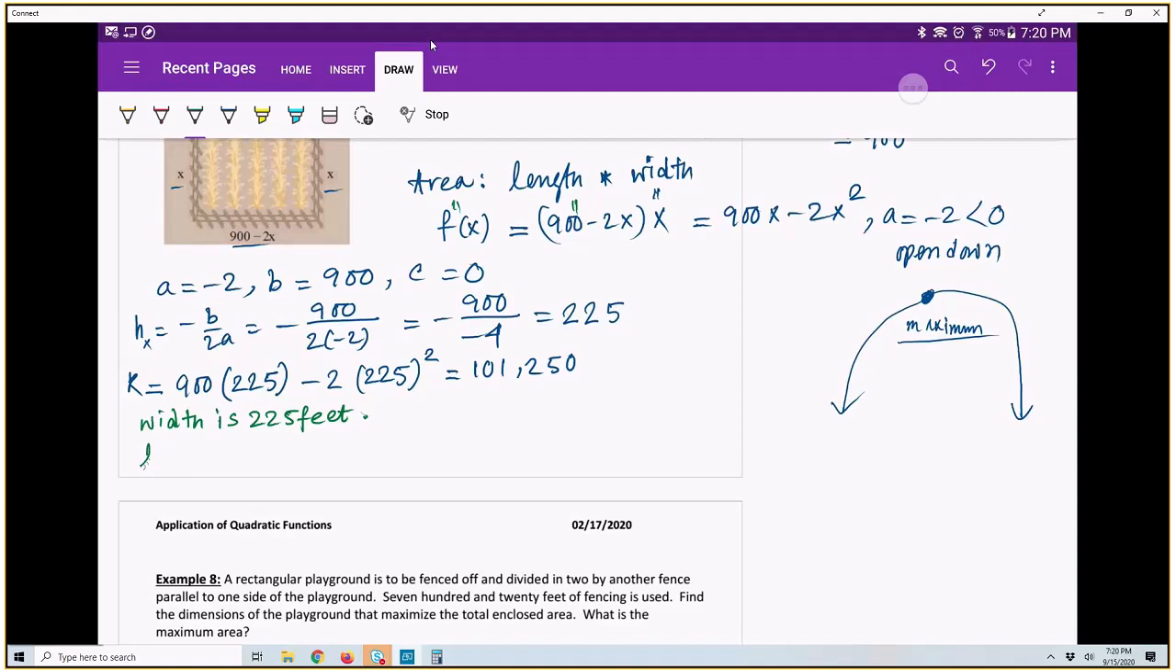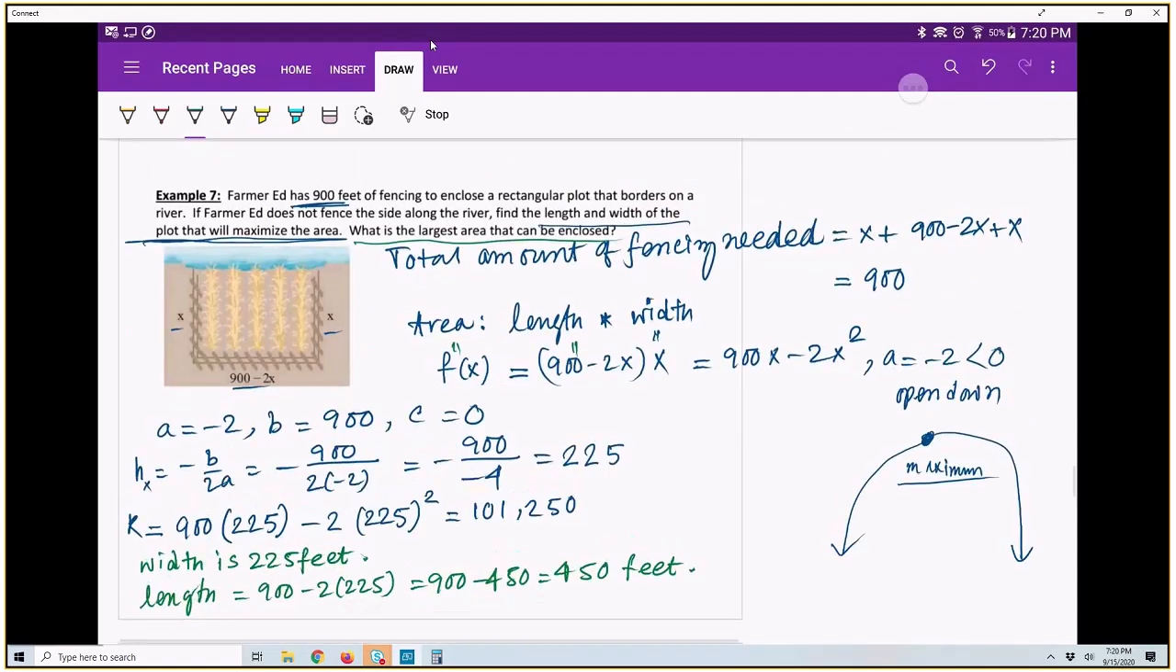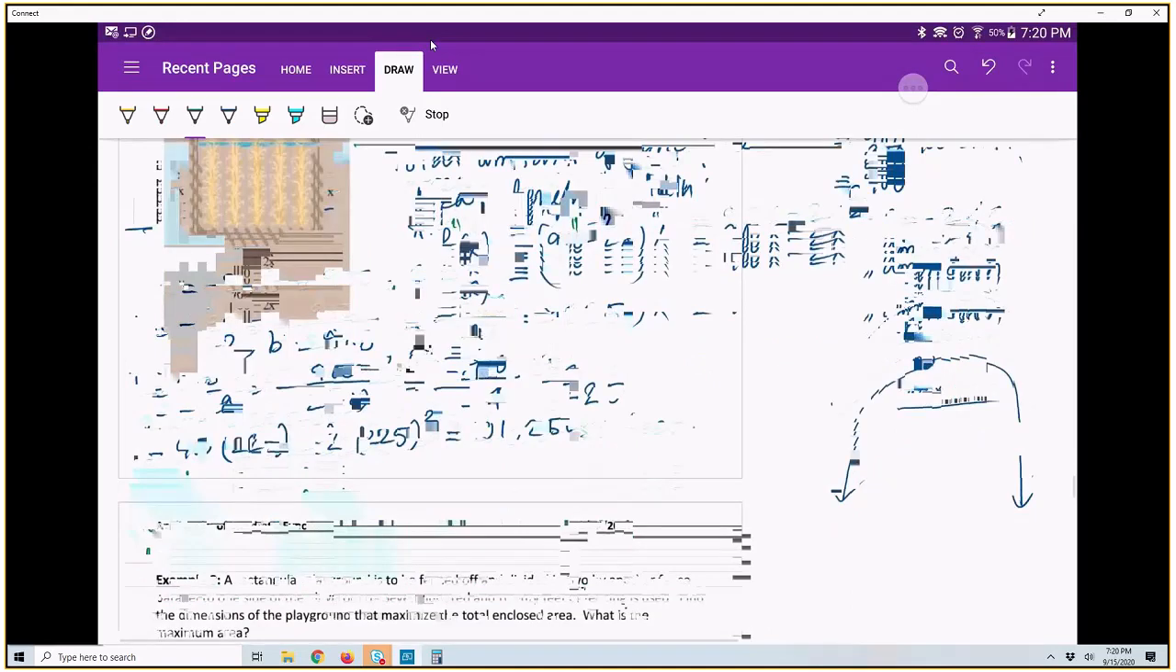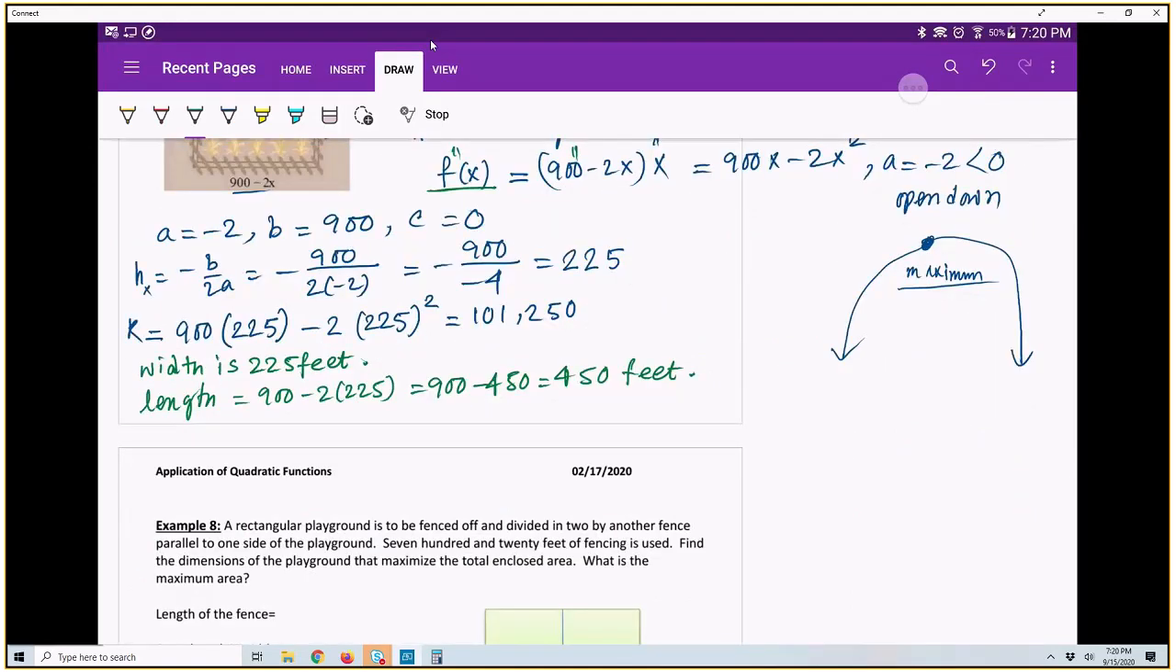For the dimension, I also need to find the length, and I know the length is 900 minus 2x. So the length is equal to 900 minus 2 times 225, which is 900 minus 450, and that is 450 feet. The final question asked was, what is the largest area that can be enclosed? Well, f(x) is the largest area, and this is the output or the y value, and the largest y value is the y value of the vertex, which is k. So I have that as well.